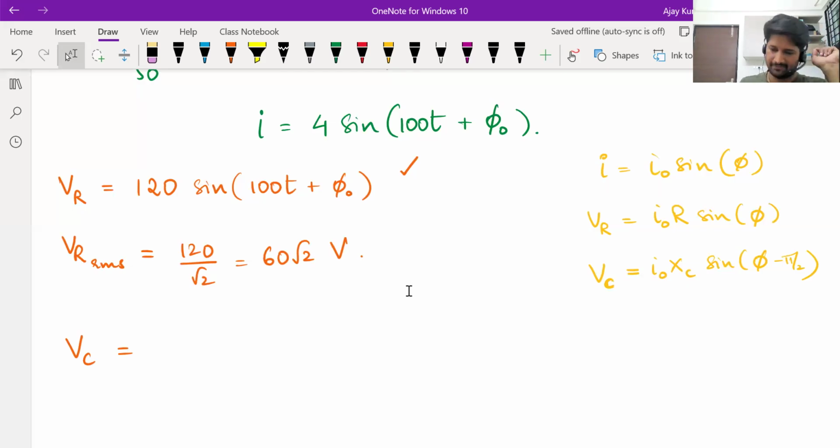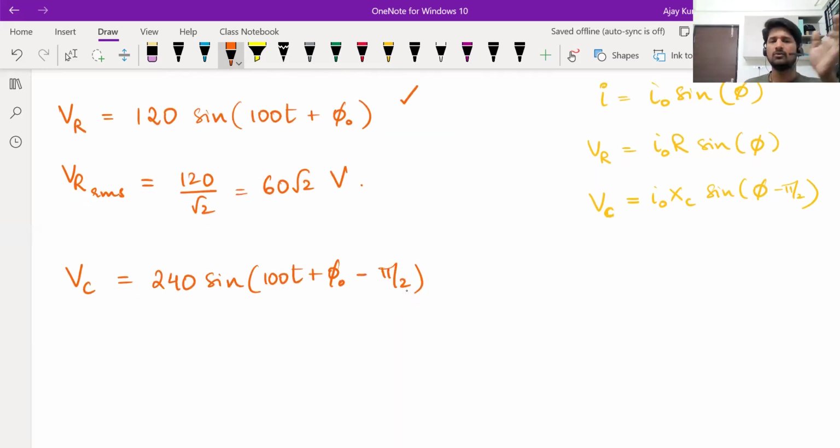Okay, fine. So 4 is the peak current I naught multiplied with XC 60. I naught into XC becomes 240 (4 into 60). Sine of whatever phase the current function has, take it as it is first: 100t plus phi naught. Phi naught is tan inverse 4 by 3. To avoid writing that complicated term, I'm representing it by phi naught. Let it be, minus pi by 2. That's the voltage across the capacitor as a function of time.